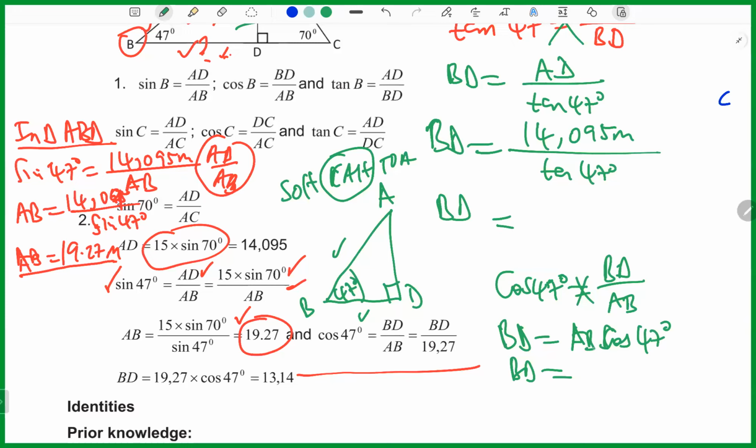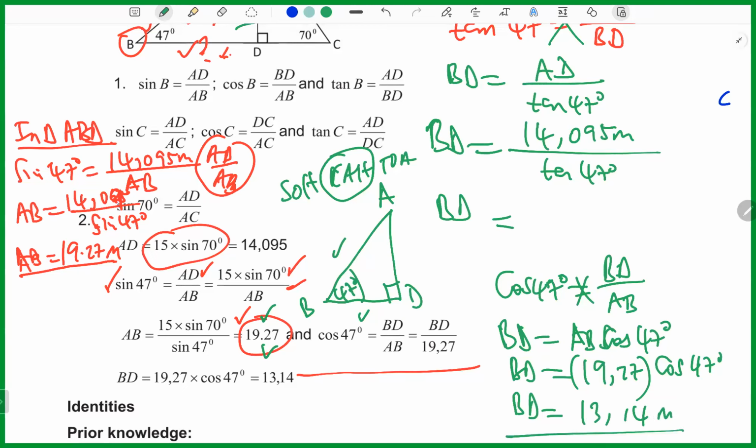Demonstrating that AB would have been determined, which would be 19,27, or with a decimal point. We have 47 degrees. Normally, some countries like the British use the decimal point, and we use the decimal comma in South Africa. So you have, for instance, BD, which is 19,27 times cosine of 47 degrees, which is actually 13,14 meters. That gives us the length of BD.